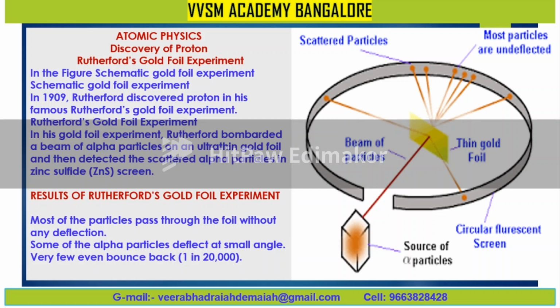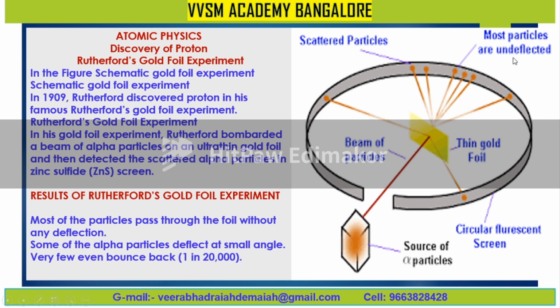The great scientist Rutherford's Gold Foil Experiment. In the figure schematic of the Gold Foil experiment, in 1909, Rutherford discovered the proton in his famous Rutherford Gold Foil experiment. He bombarded a beam of alpha particles on the ultra-thin gold foil and then detected the scattered alpha particles on a zinc sulfide screen. This is the zinc sulfide screen.